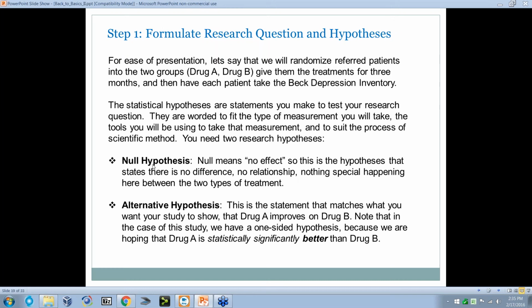So there they are. There's your null, no difference, nothing going on here, and your alternative. Note that in the case of this study, we have a one-sided hypothesis because we want drug A to be better than drug B. We don't just want drug A to be different than drug B as far as the mean depression score. We want it to be better. We want the scores to be actually lower, right, for those who are taking drug A, because higher scores mean that the people have more depression. So we want drug A to be significantly lower on those scores, and that's one-sided.